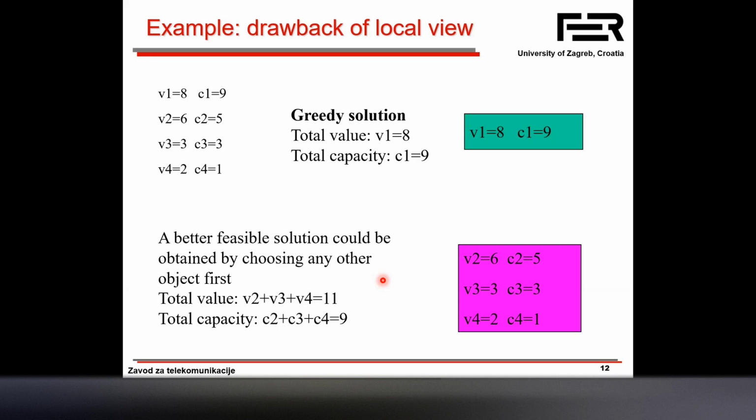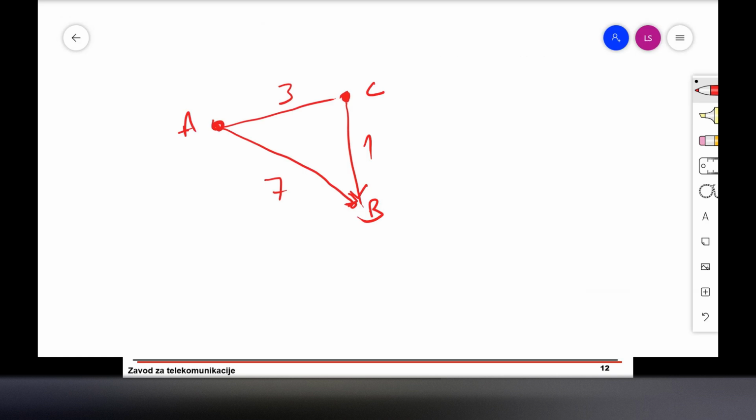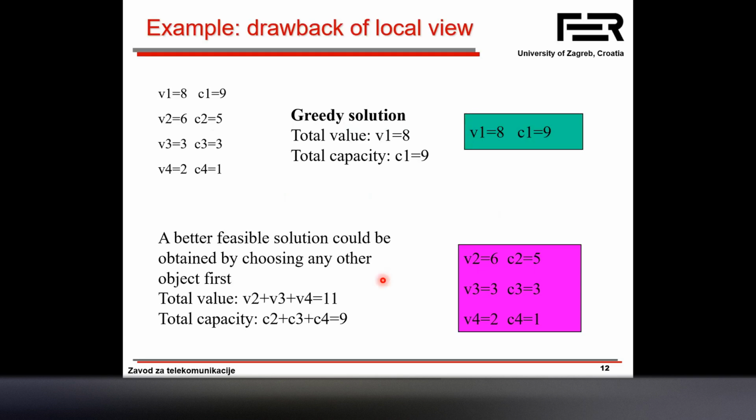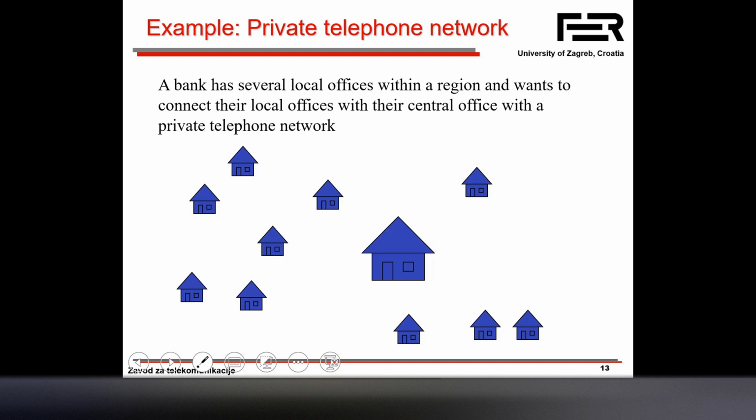So that would be ci over vi, always over vi. Sorry, I keep losing contact. Okay, so that would be an example with the knapsack problem.